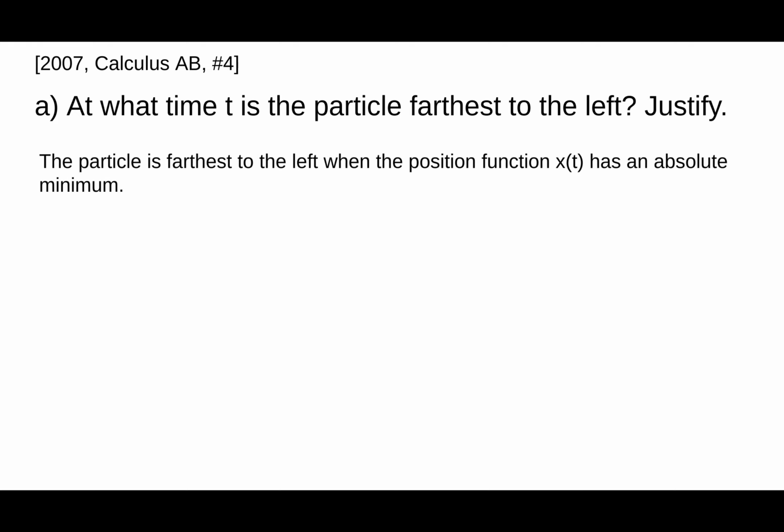All right, so for particle motion problems and similar type problems, the point where the particle will be furthest to the left means that it has a relative minimum. Its position function will have a relative minimum at that value of t. All right, an absolute minimum, furthest to the left. We're given the position function x of t, that's e to the negative t sine of t, and this is only defined for values of t between 0 and 2 pi.